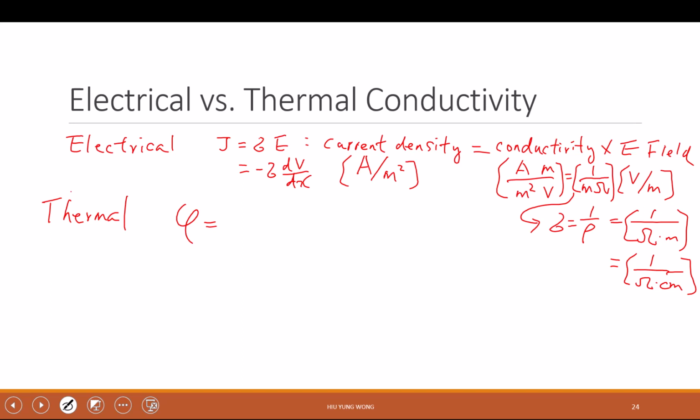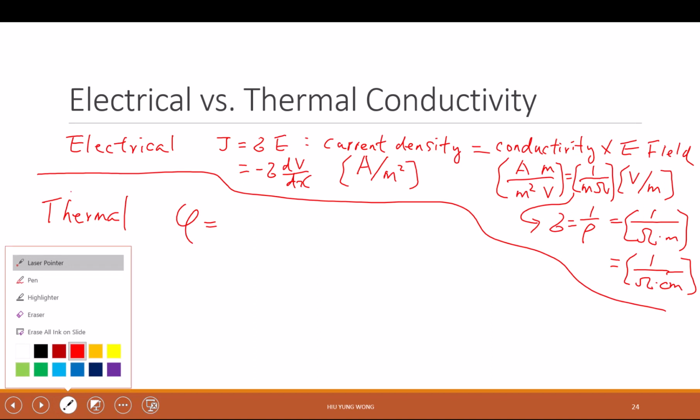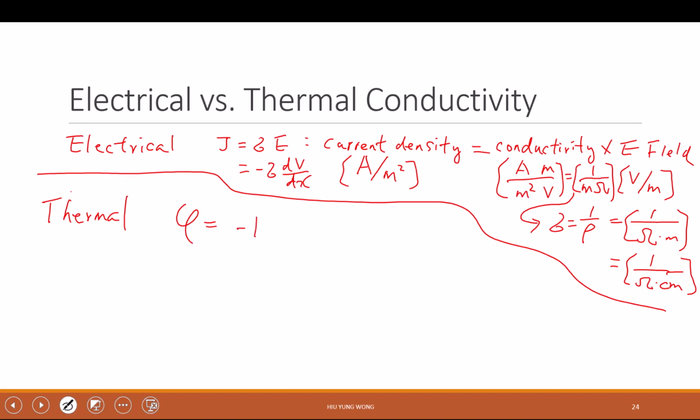Make sense? So here I forgot to mention this. That's why you get volt per meter, right? Do you see this? Because you have volt divided by distance. Now, how about the thermal equation? It is negative kappa dT/dx. So you compare these two equations. Let me write down what it means first. This phi is the so-called heat flux.